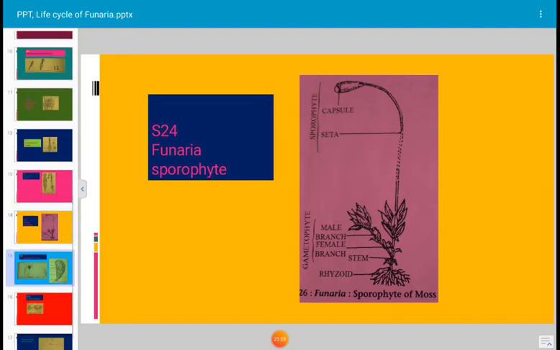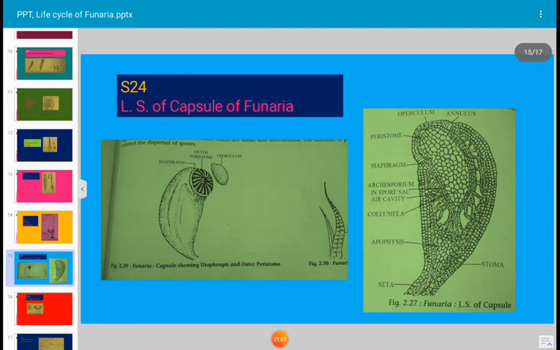Next slide. Let us see all the details. The foot is an embedded part of the sporogonium. It is small, dagger-like, and helps the sporophyte in attaching to the gametophyte. The function of foot is fixation and absorption.